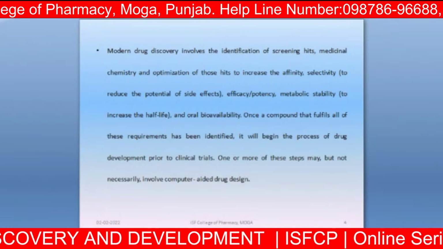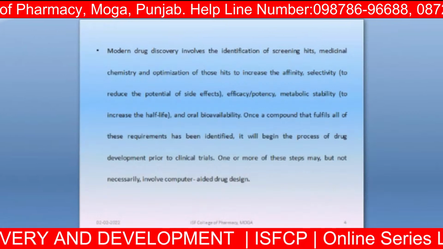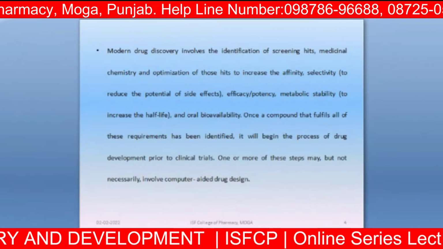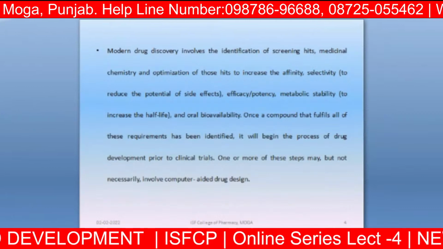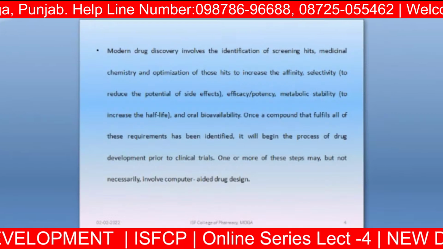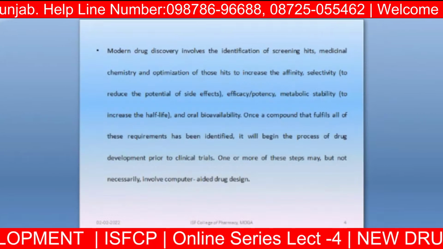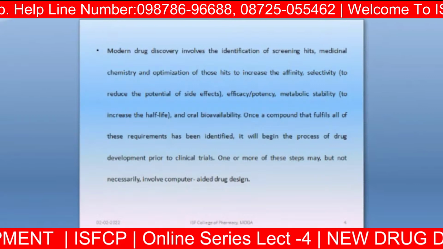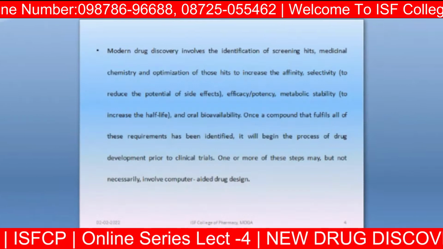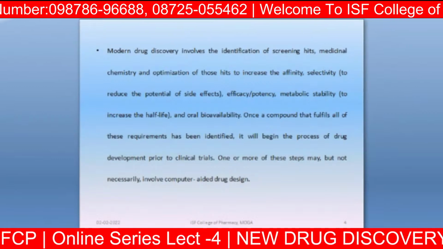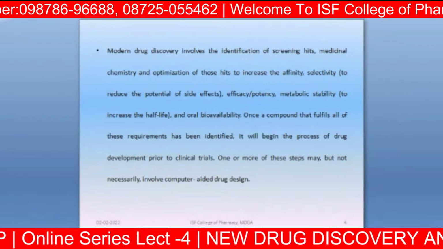Our motive, our target, is to reduce their clinical symptoms as well as the state of disease. So the safety profile of that moiety or that particular drug is our major goal, our major objective. Next is selectivity, to reduce the potential of side effects.